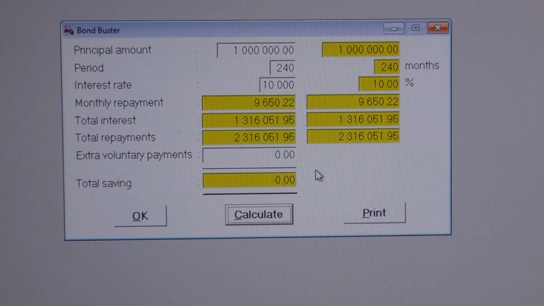If we then enter an extra voluntary amount of, say, 2,000 rand added to the normal monthly repayment, we see that this will reduce the loan period from 240 months to 151 months, which means that our total repayments are reduced by over 554,000 rand. Notice that the calculator has changed our voluntary extra repayment of 2,000 rand to 2,014 rand and 79 cents, because exactly 2,014 rand and 79 cents is needed to finish the loan in an exact number of months.